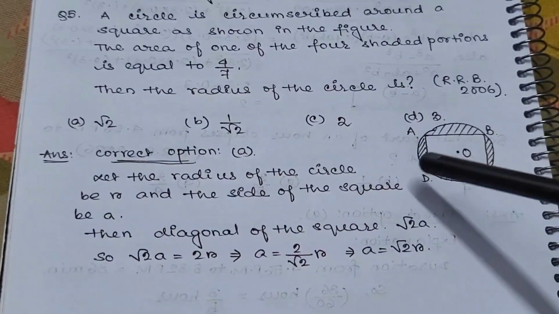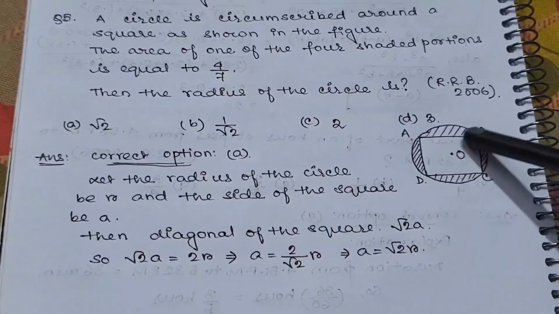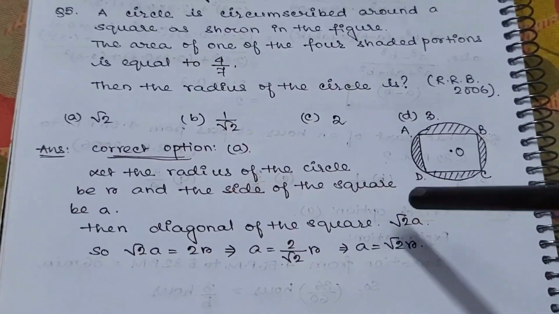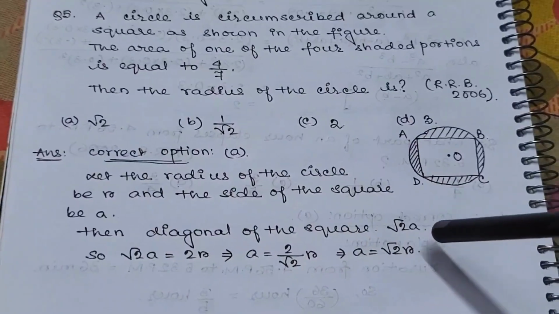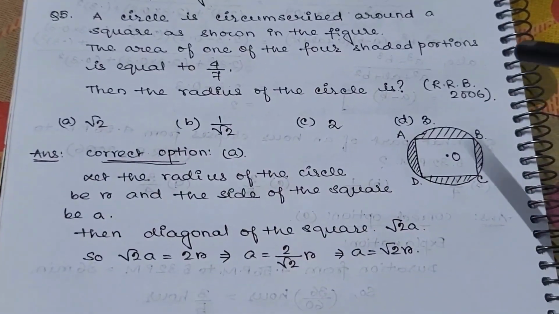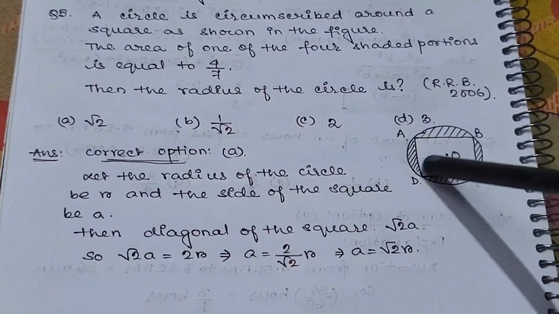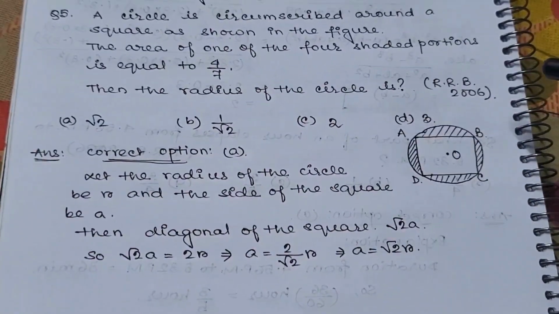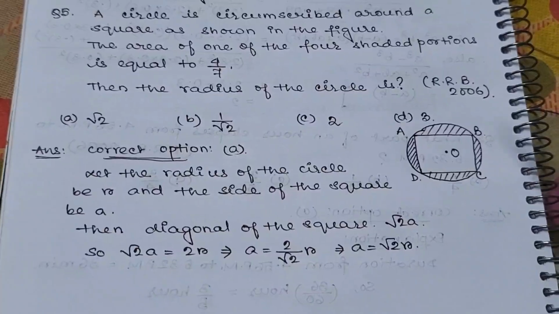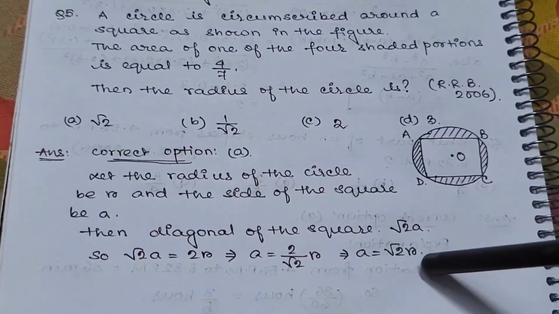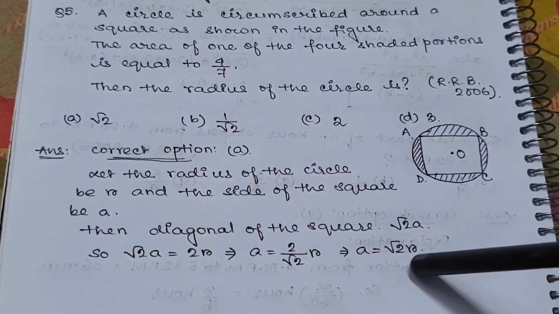Now a square has 2 diagonals, one this and one this. So the diagonal of a square is actually root 2 a, where a is the side of the square. Okay, and this is a circle centered at O. Now this is again a diameter of the circle. So the diameter of the circle and the diagonal of the square are equal. So from that we get that a is equal to root 2 r.